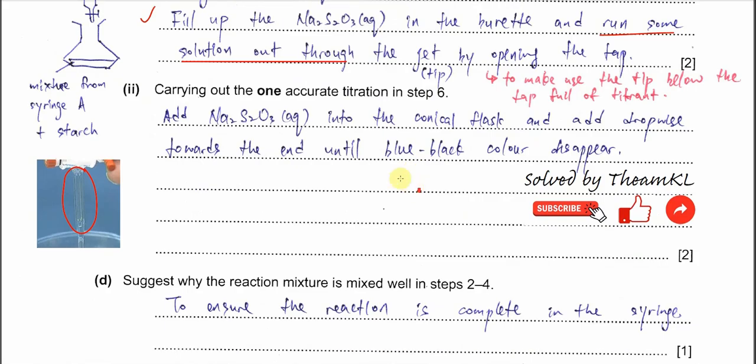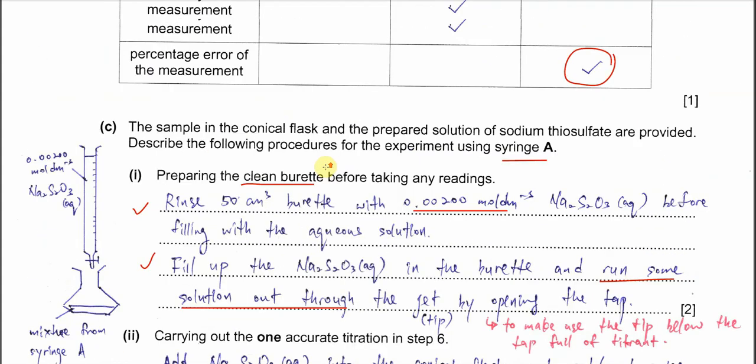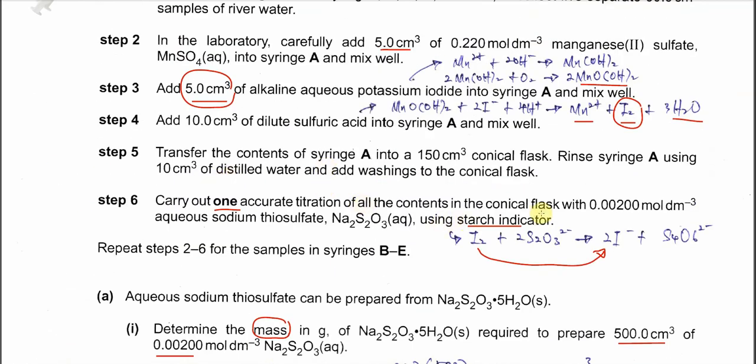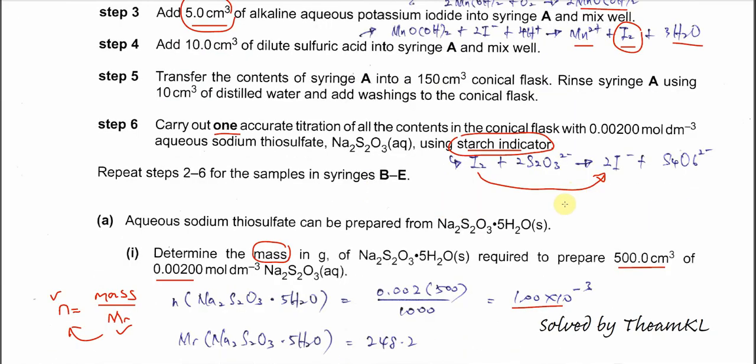Part 2. Carrying out the 1 accurate titration in step 6. In step 6, let's see. This titration is again using the starch indicator. You need to mention the color change. Again, we use the sodium thiosulfate solution to titrate the contents in the conical flask. So we need to use this thiosulfate to react with the iodine with the starch.